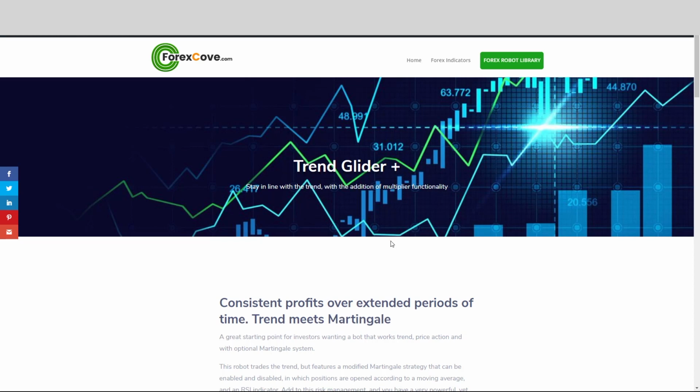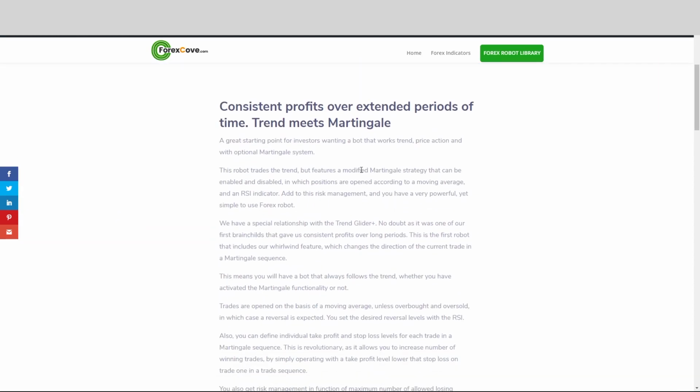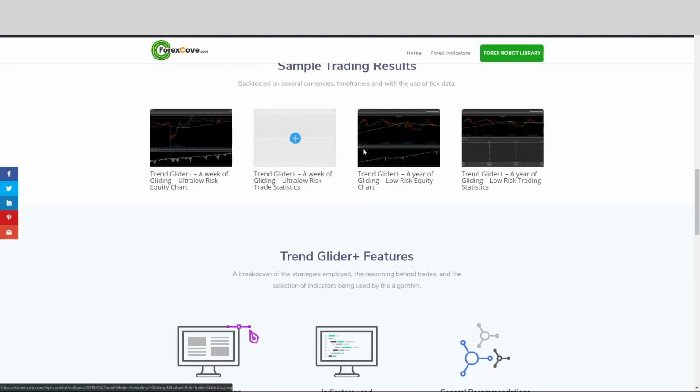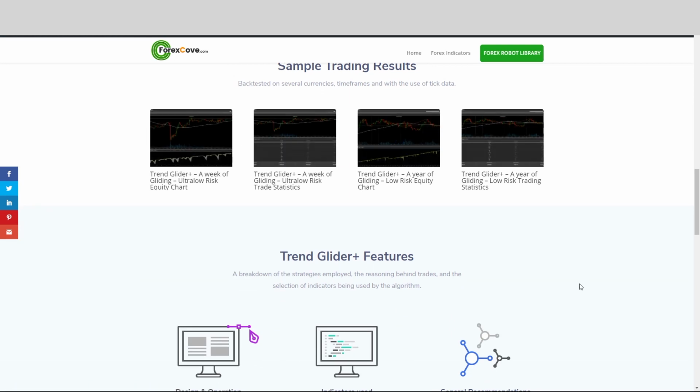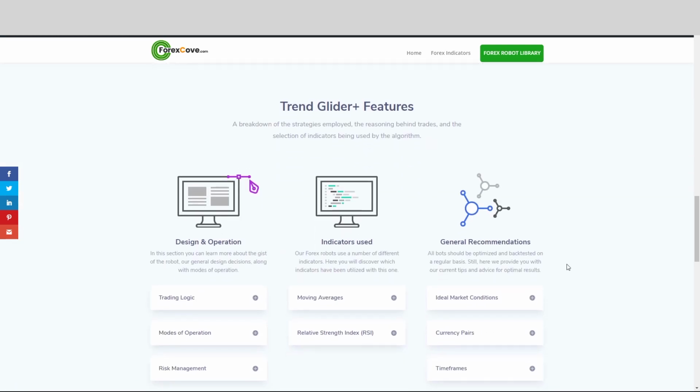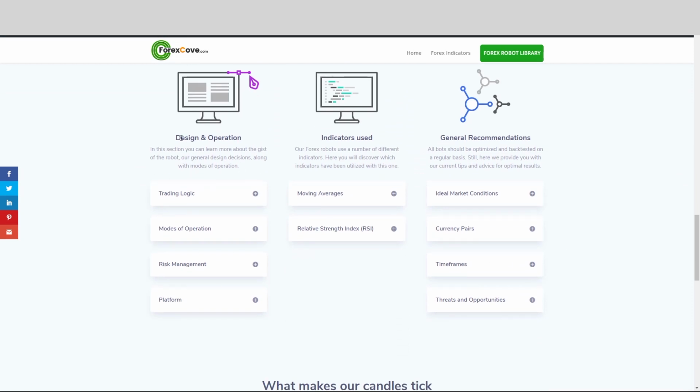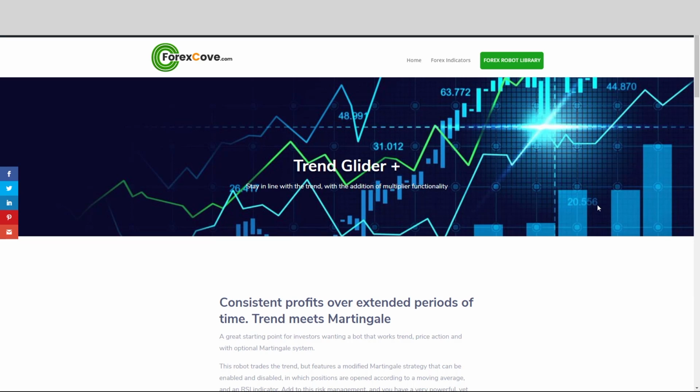On this page you will find a lot of information on the rationale behind the robot, how it trades, its strategies. We also have some sample results so you can go in and see if this matches your trading profile. We also have the Trend Glider Plus features broken down. As we always do, we have design and operation, where you can see the trading logic by clicking here, modes of operation, risk management, etc., and some general recommendations: what kind of market conditions, currency pairs, time frames, and threats and opportunities when working with this particular tool. But now let's head over to our trading platform and see the details of the Trend Glider Plus.